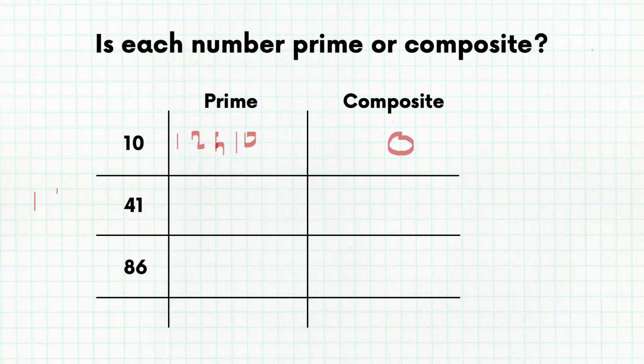What about 41? Only 1 and 41 can divide 41. So this is prime. And what about 86? We have many factors: 1, 2, 43, and 86. 86 can be divided by many factors, so this is composite.